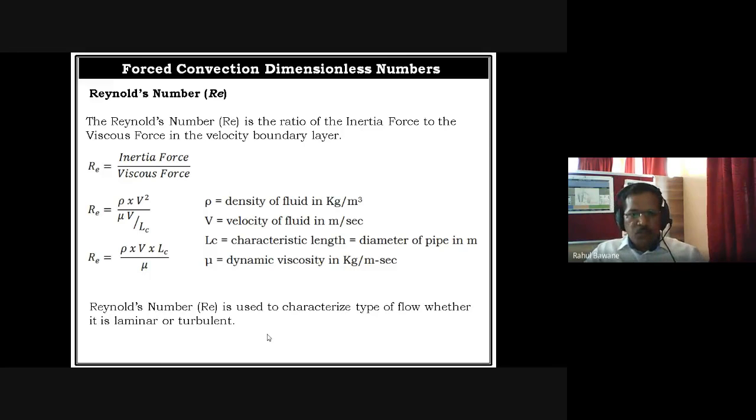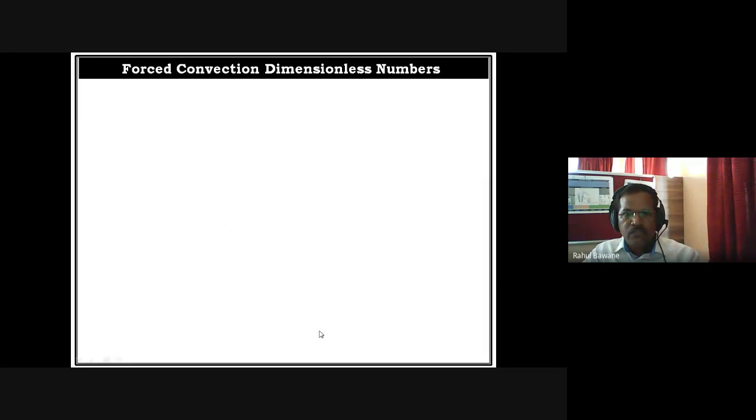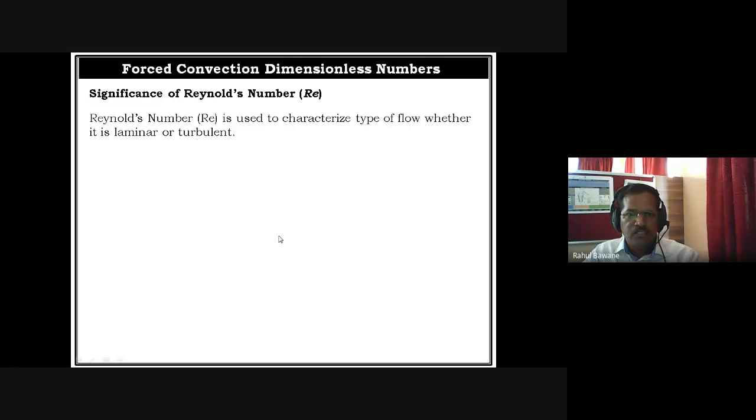And what is the importance of the Reynolds number? Reynolds number is used to categorize the type of flow, whether it is laminar or turbulent. Many times the external examiner asks, or in the exam it is mentioned, to define Reynolds number and give its significance. Significance means its importance. So first, Reynolds number is used to categorize the types of flow, whether it is laminar or turbulent.